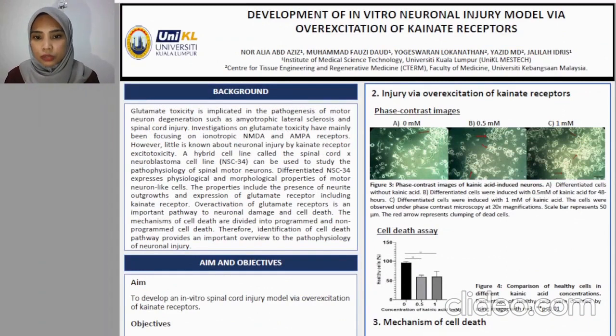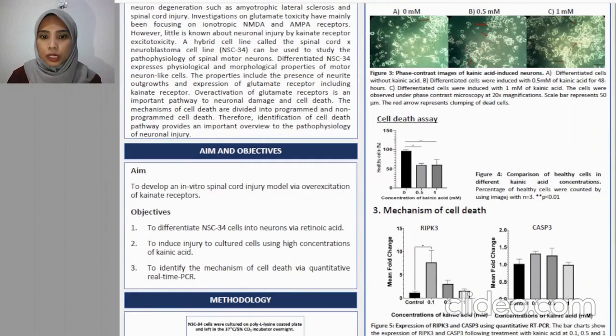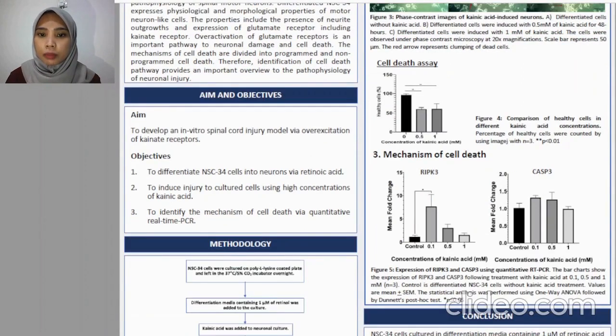The second result is on the injury via overexcitation of kainate receptor. We have the result for the phase contrast image. Condition A is the differentiated cells without kainic acid, which is the control. B is differentiated cells induced with 0.5 millimolar of kainic acid for 48 hours. And C is the differentiated cells induced with 1 millimolar of kainic acid. As the concentration of kainic acid increases, more clumping of dead cells can be seen, as shown by the red arrow.